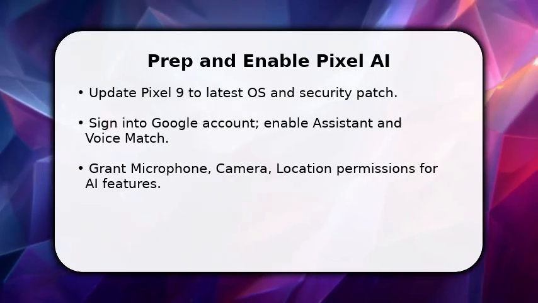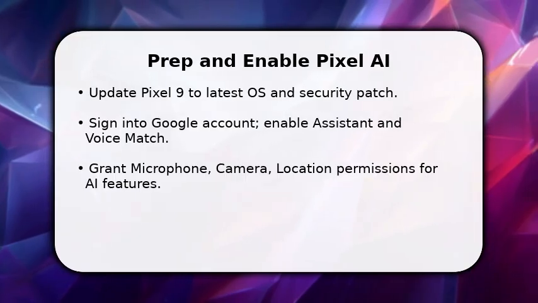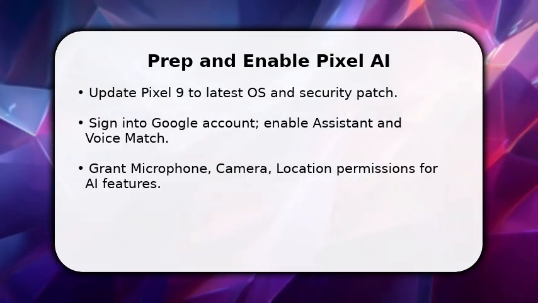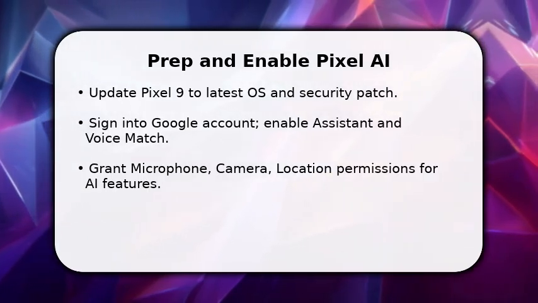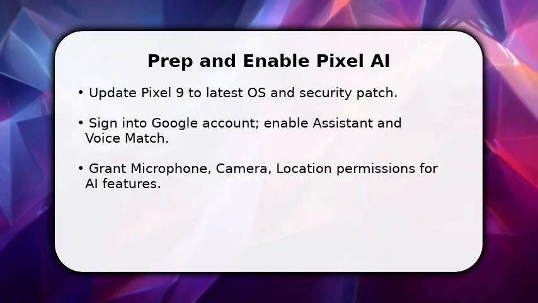You start by making the phone ready. Update the Pixel 9 and sign into your Google account so AI features sync. Once done, open Settings and enable Google Assistant with Voice Match. This lets the phone recognize you.